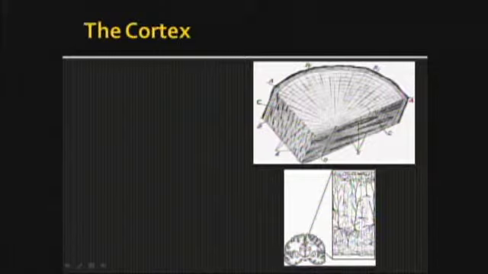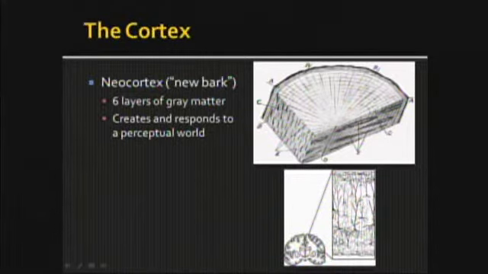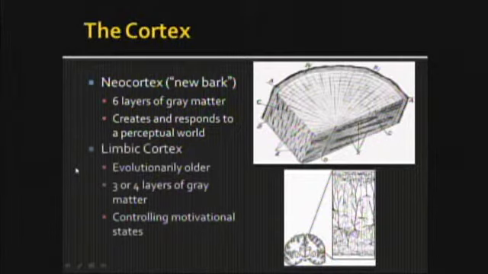So this is a blow up showing what this would look like if we examined it with a microscope; this is again a coronal section. So you can see all these different cell bodies here with all the dendrites and the axons, which you'll learn shortly. The final layer, as I mentioned, the neocortex, is the newest bark, and it actually is 6 layers of gray matter. And as I mentioned, it creates and responds to your perceptual world.